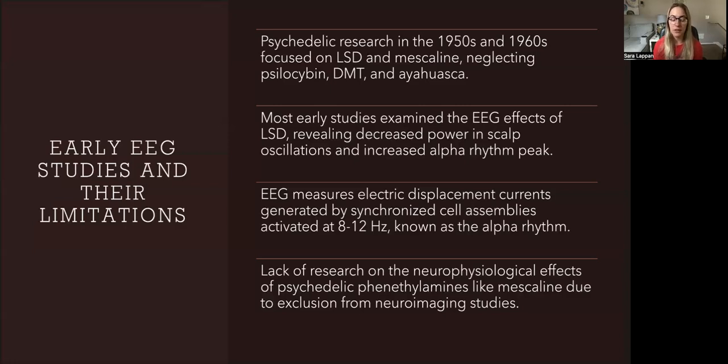Some of this might not necessarily make a ton of sense to you, which is okay. I'm just letting you know what we're seeing in the different neuroimaging. EEGs measure electric displacement currents generated by synchronized cell assemblies activated at 8 to 12 Hz, known as the alpha rhythm. That's what EEGs are measuring. And there is currently a lack of research on the neurophysiological effects of psychedelic phenethylamines like mescaline due to exclusion from neuroimaging studies. It seems like it's been strategically excluded, and I'm personally not sure why.